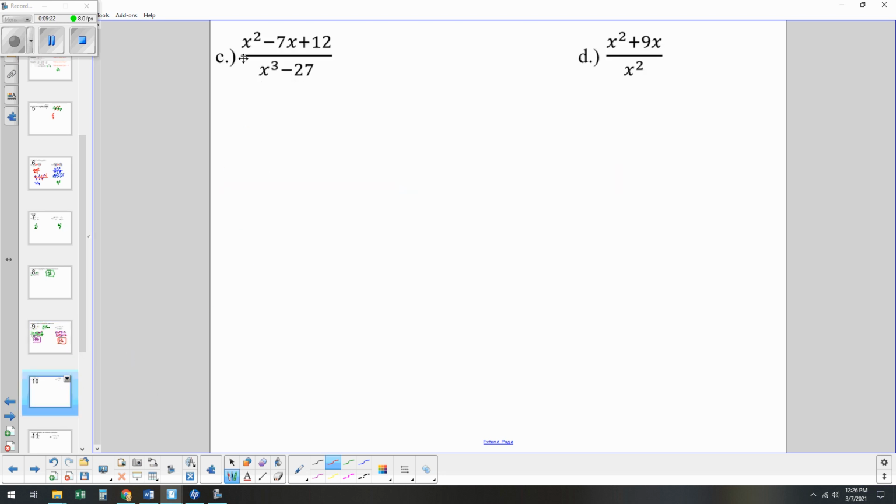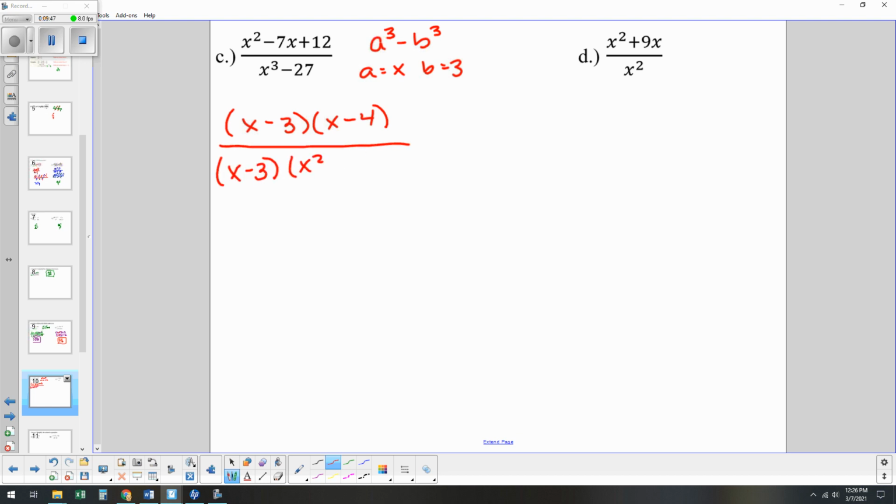All right, let's continue here. Multiplies to positive 12, adds to negative 7 is going to be x minus 3, x minus 4. And now this is just like the one we did before. That's a cubed minus b cubed. So a is x, and b is going to be 3. The cube root of 27 is 3. So the bottom is going to be x minus 3, x squared plus 3x plus 9.